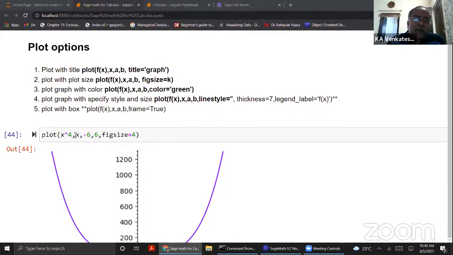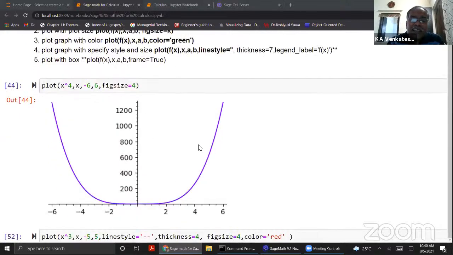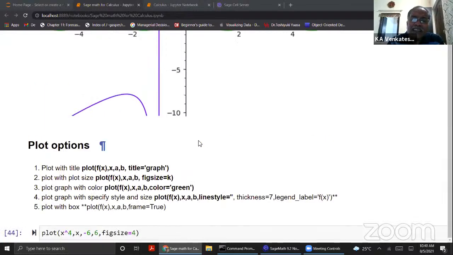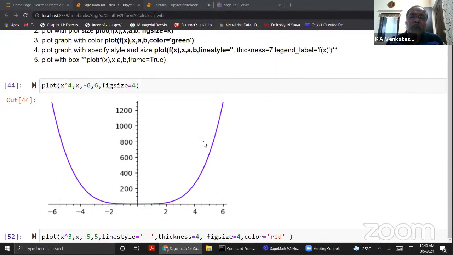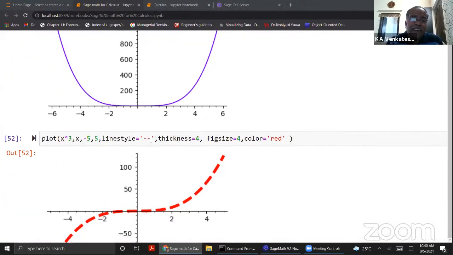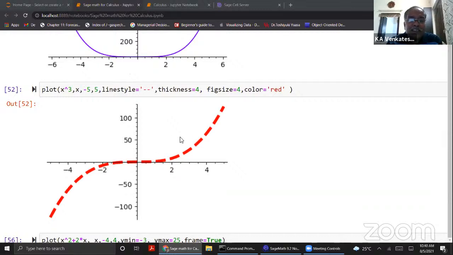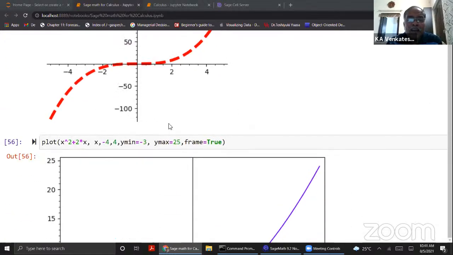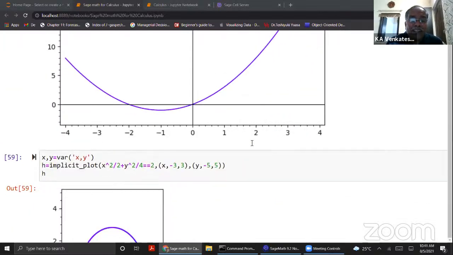So plot x power 4, x from -6, figure size 4. When I give it this way, this line shows, so what is the standard size? Default is normally 2, so you can increase it to whatever you like. Now if I change the line style, you'll get figure size, color red. So you can see the differences. Whatever you want, you can do that. Now I want it within a box, so that is common sense, frame equal to true. If you put that, you will get this graph.